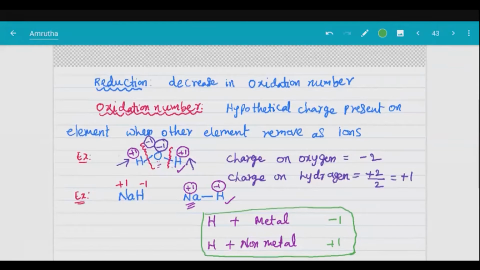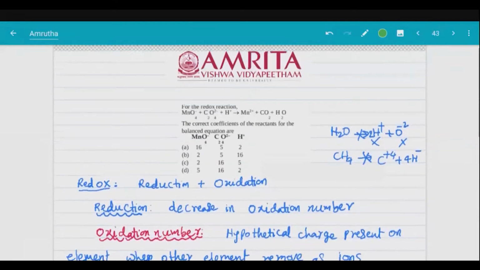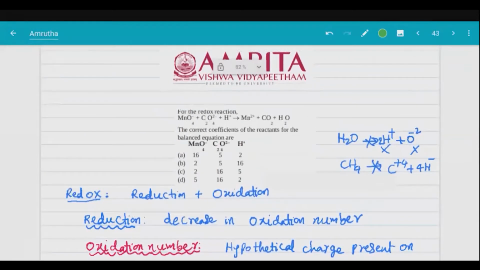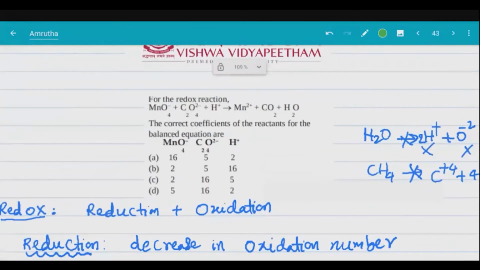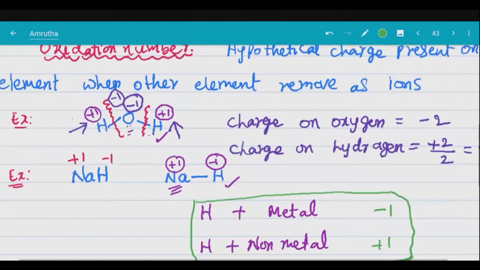So now look at this question. This question is not asking oxidation number, but still we discussed oxidation number because in every question on redox reactions we should know oxidation number. Otherwise you can't balance it. So this is a redox reaction. But how do we know whether it is a redox reaction? We should find out oxidation numbers. Okay, so let me find out oxidation number for this reaction.